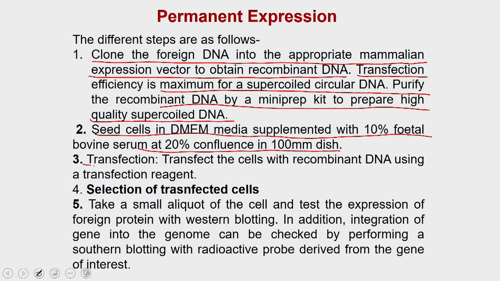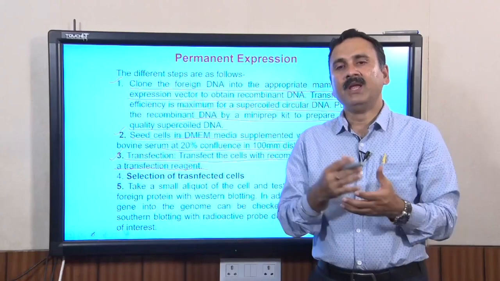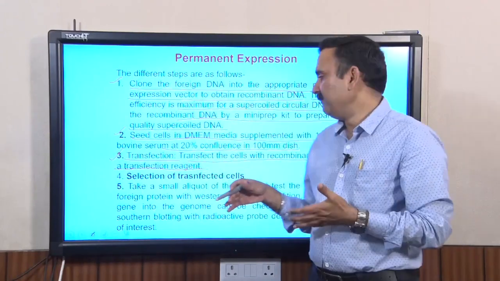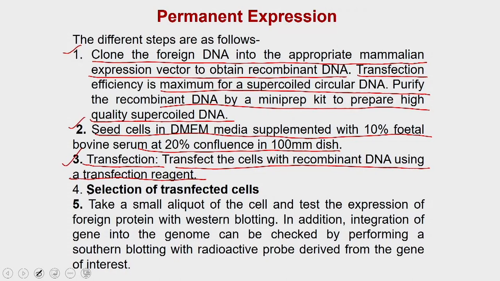Then the third step, you have to do a transfection. So transfect these cells with the recombinant DNA using a transfection reagent. Steps number 1, 2, and 3 are going to be identical to what we have just discussed for the transient expression system. Now in step number 4, you have to do a selection of the transfected cells. And once you have selected the transfected cells, then you can take a small aliquot of these cells and test the expression of the foreign protein with Western blotting.